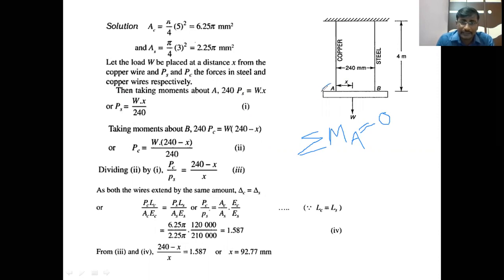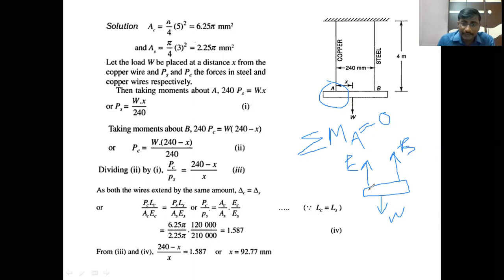So here we are taking the moments at this point. If we take the moments at this point, the free body diagram of that bar is like this. In the free body diagram, the load W is applied at this point, and due to this load, the internal force developed in the copper wire is taken as PC, and the internal force developed in the steel wire is PS. Clear? So this is the free body diagram.